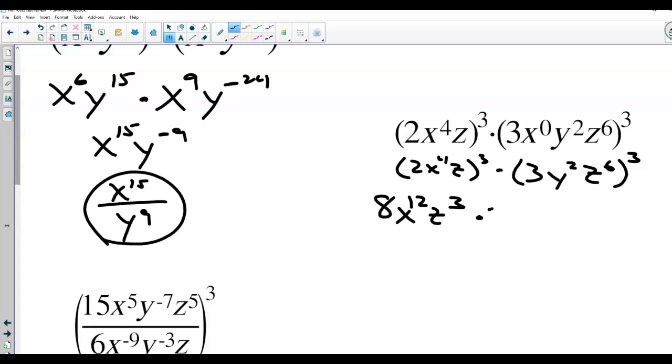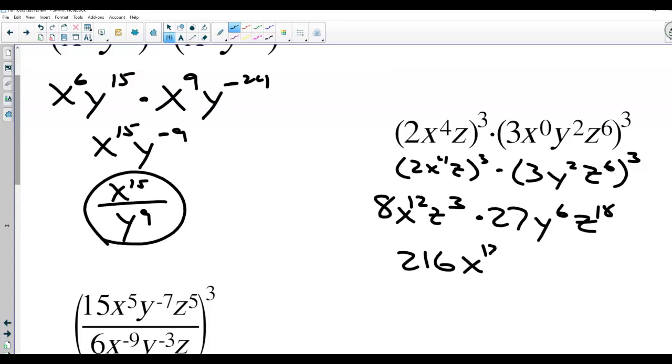3 cubed is 27. y squared cubed is y to the 6th. z to the 6th cubed is z to the 18th. Now 27 times 8 is what? Someone put that in the calculator. Tell me what it is. 216? So 216.